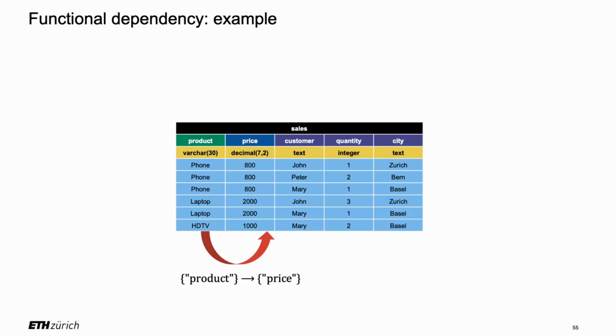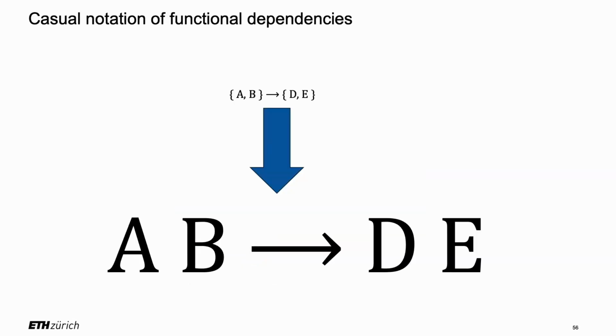Now, if you look at the notation here, product is inside quotes, and there are curly braces for the set and so on. It becomes very cumbersome when you keep writing functional dependencies all over the place, especially in exercises. So we simplify a little bit. Basically, we drop the curly braces, we drop the commas, and we just write AB functionally determines DE, right? It's just a matter of convenience that we do this.